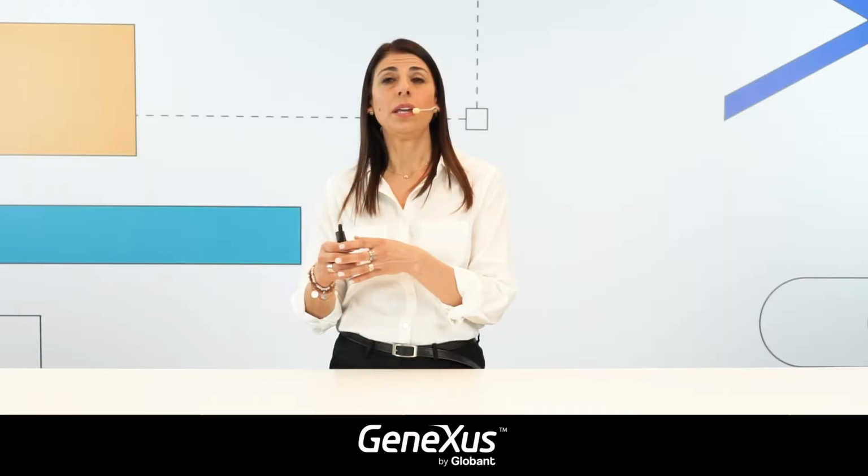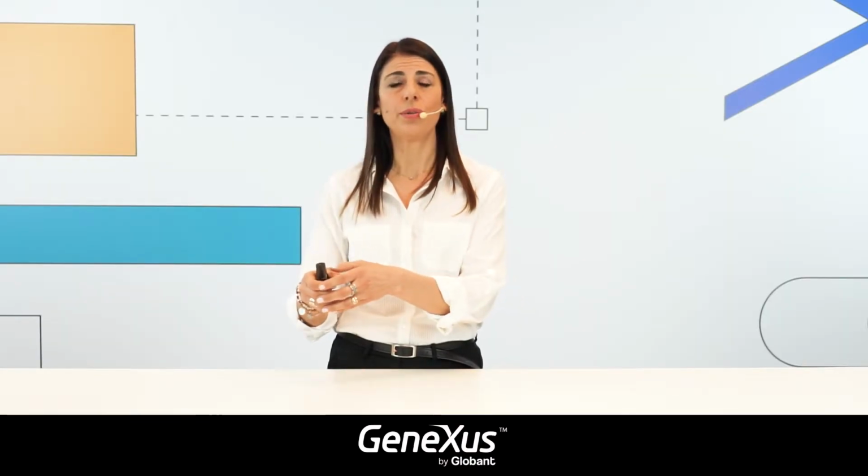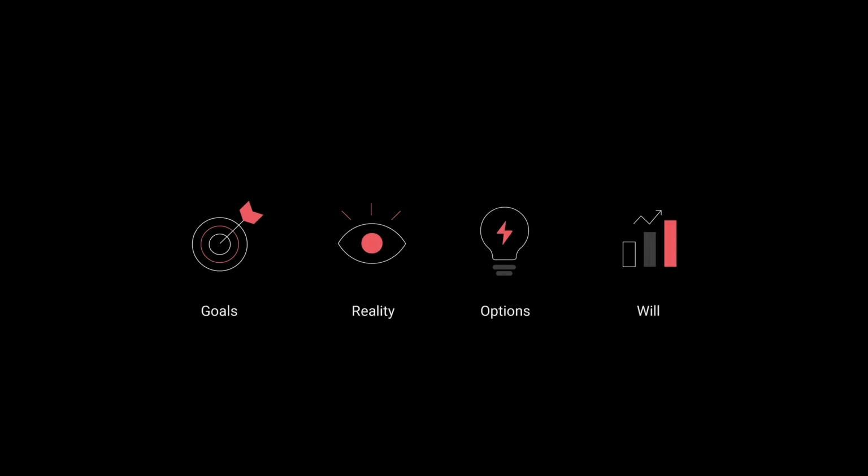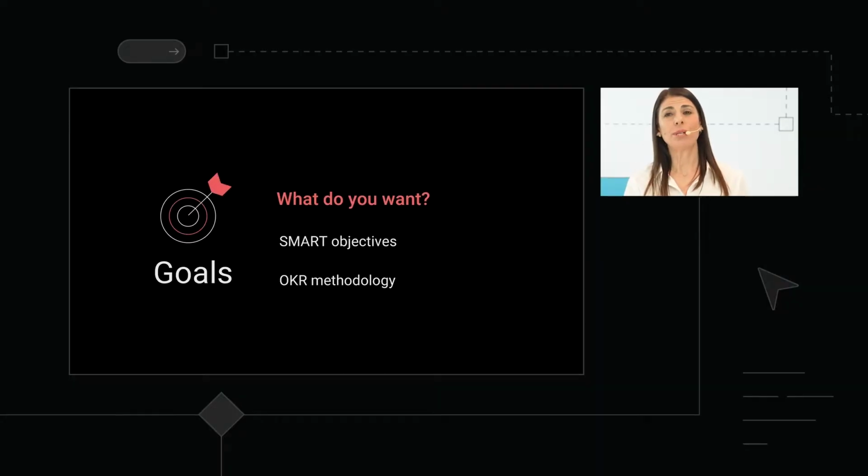So, bearing these ideas in mind, we would like to first adopt this new GeneXus version, migrate our app in a very easy way, and at the same time gain all the benefits offered by this new version. And that is where the road starts, and these are the keys that will help you reach that goal. The first step is to define the goal that you want to achieve. For that, you can ask yourself, what do you want? Where do you want to go?